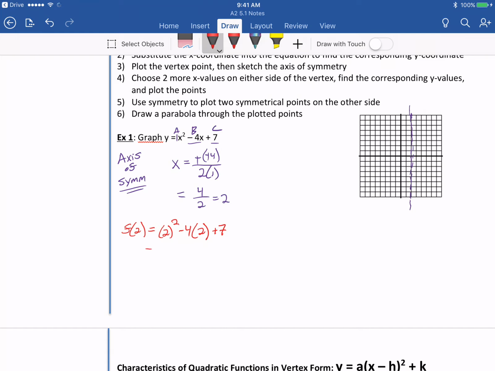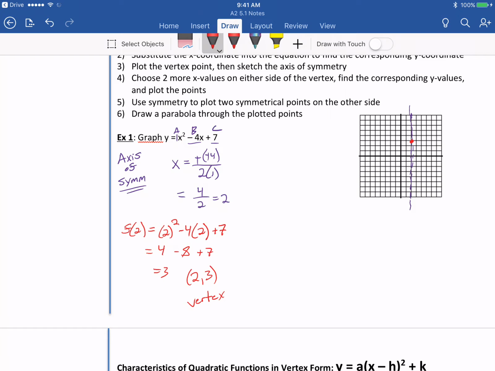All right, so if I look to evaluate this guy, I get 4 minus 8 plus 7. 4 minus 8 is -4, plus 7 is 3. So here I get 2 comma 3 is my vertex. All right, so I go over 2, up 3 is my vertex.